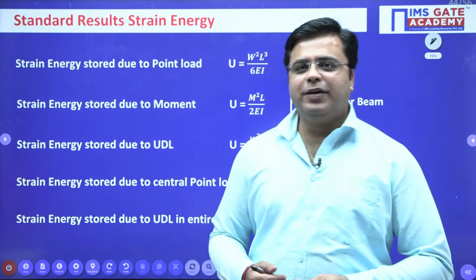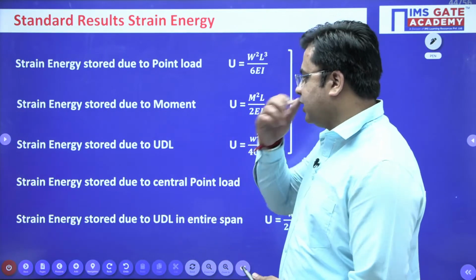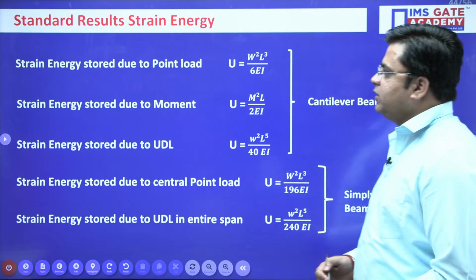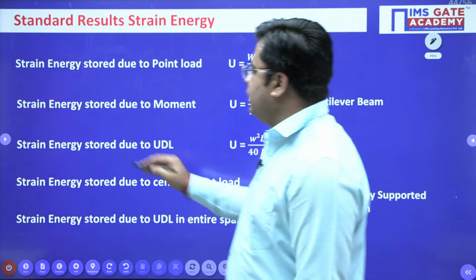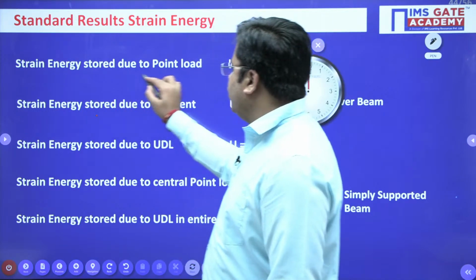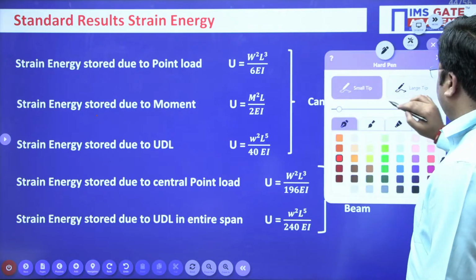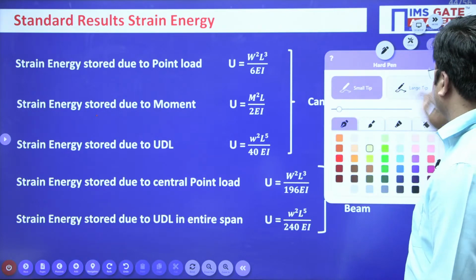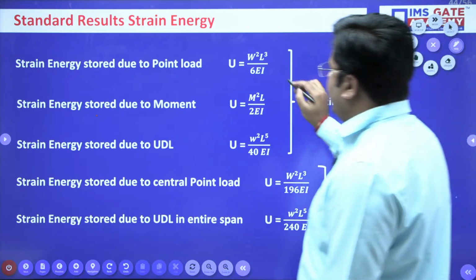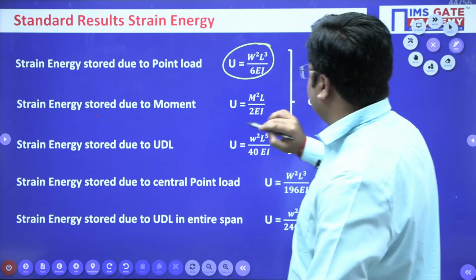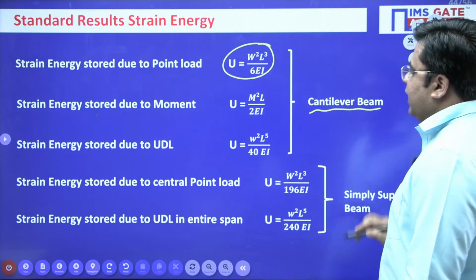Welcome back. We are discussing how to analyze the structure using strain energy methods. So here are some of the standard results of the strain energy. When we talk about the strain energy stored due to point load, it is equal to W square L cube upon 6EI, and this is for a cantilever beam.